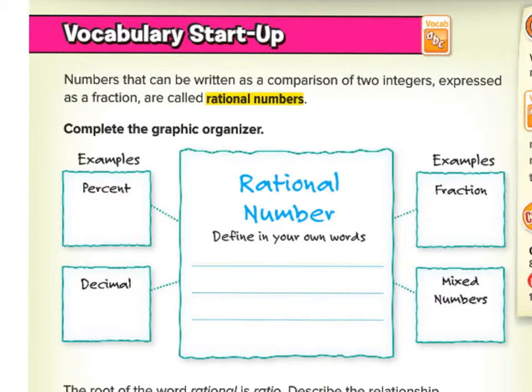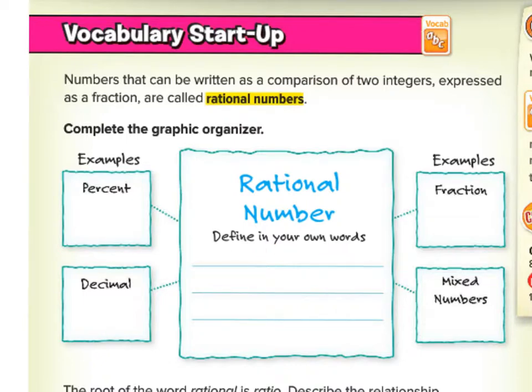Let's start by identifying what a rational number is, or what rational numbers are. So you can see here that a rational number can be a percent, it can be a decimal, it can be a fraction, or a mixed number. So what is a rational number? Define in your own words.